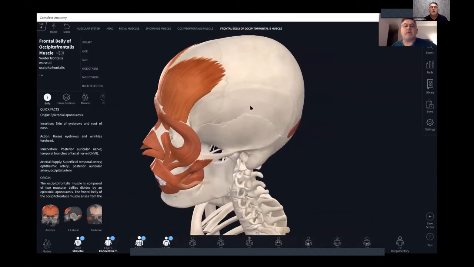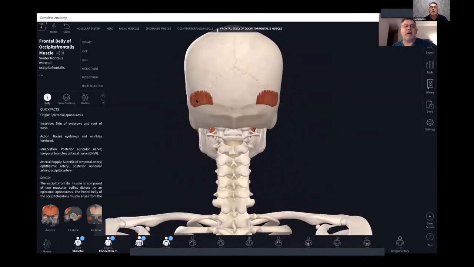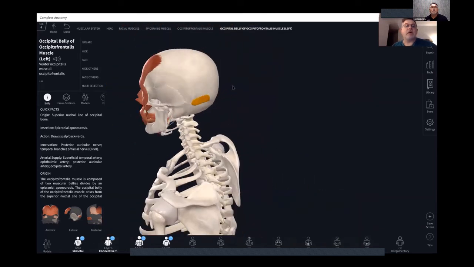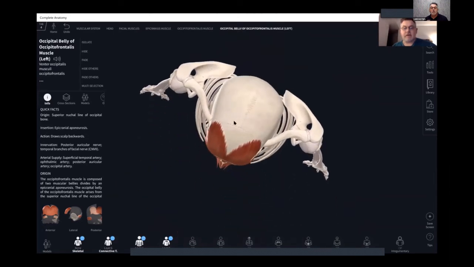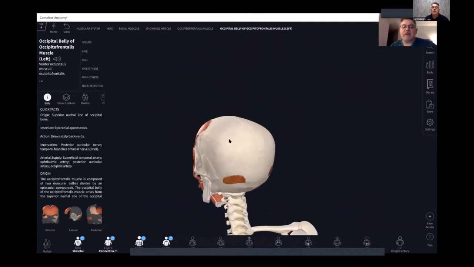So as we look, there's also on the posterior aspect the occipitalis. Here, its origin, the superior nuchal line of the occipital bone, inserts into epicranial aponeurosis, which that structure really and truly runs from, let's see if I can get to it. So really attaches all of this across the cranium together as one piece.